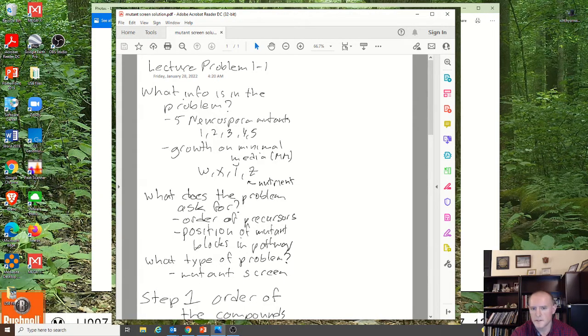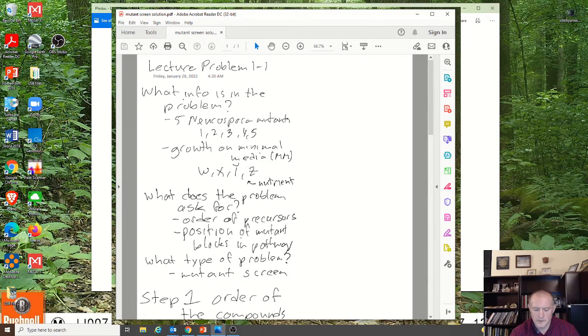Now, the next question is, what does the problem ask for, right? And so the problem asks for the order of the precursors, right? So the compounds that are in a metabolic pathway that leads to the nutrient, and also the position of the blocks in each of these mutants in one of these steps in the pathway. All right, so we'll write that out.